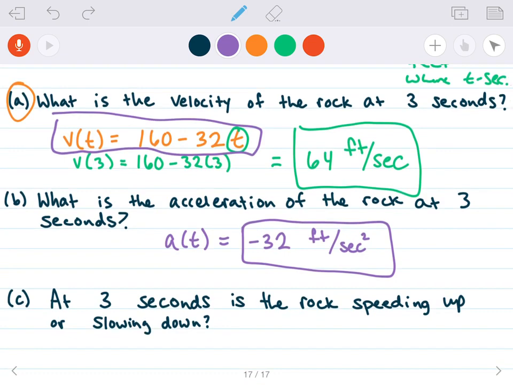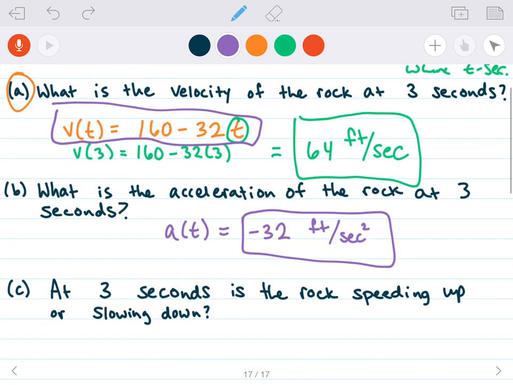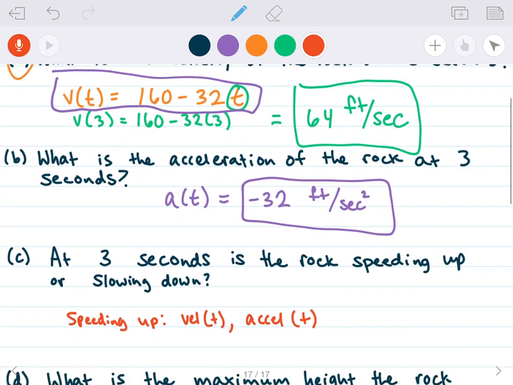At 3 seconds, is the rock speeding up or slowing down? Well, remember that speeding up means one of two things, right? We either have velocity is positive and acceleration is positive, or both are negative. Velocity is negative and acceleration is also negative. That was speeding up, and then the opposite is for slowing down.